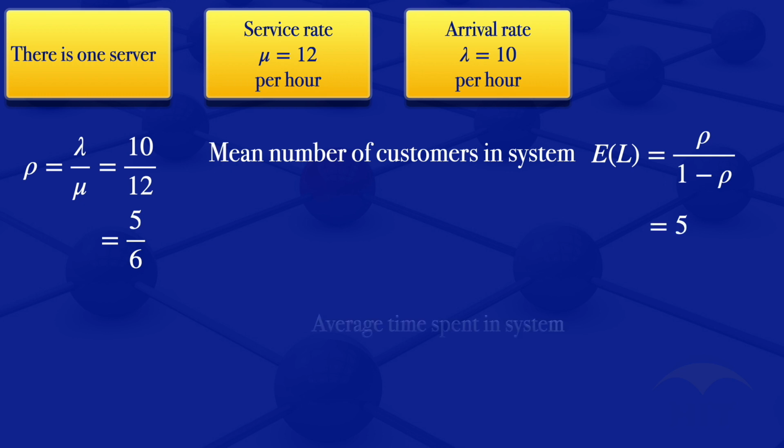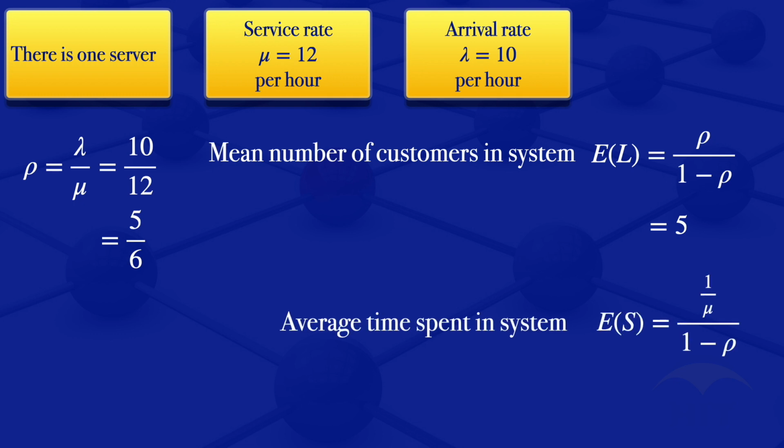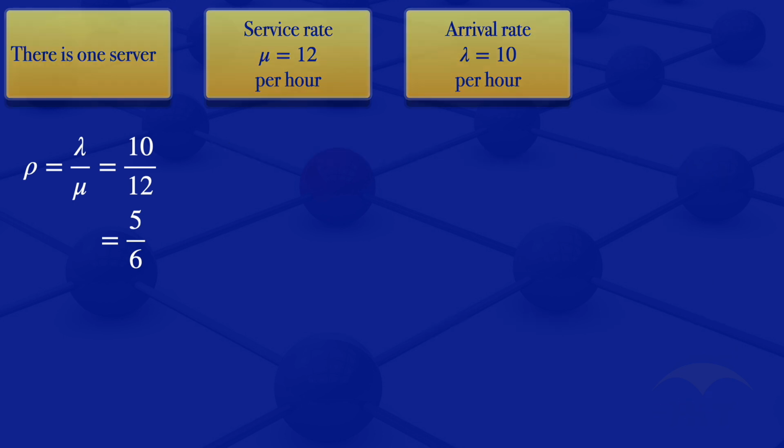The average time spent in the system is given by 1 divided by mu times (1 minus rho). Our mu is 12. Our rho is 5/6. When you substitute those values into the average time spent in the system, the sojourn time, we get 0.5. I now move on to the next performance measure.